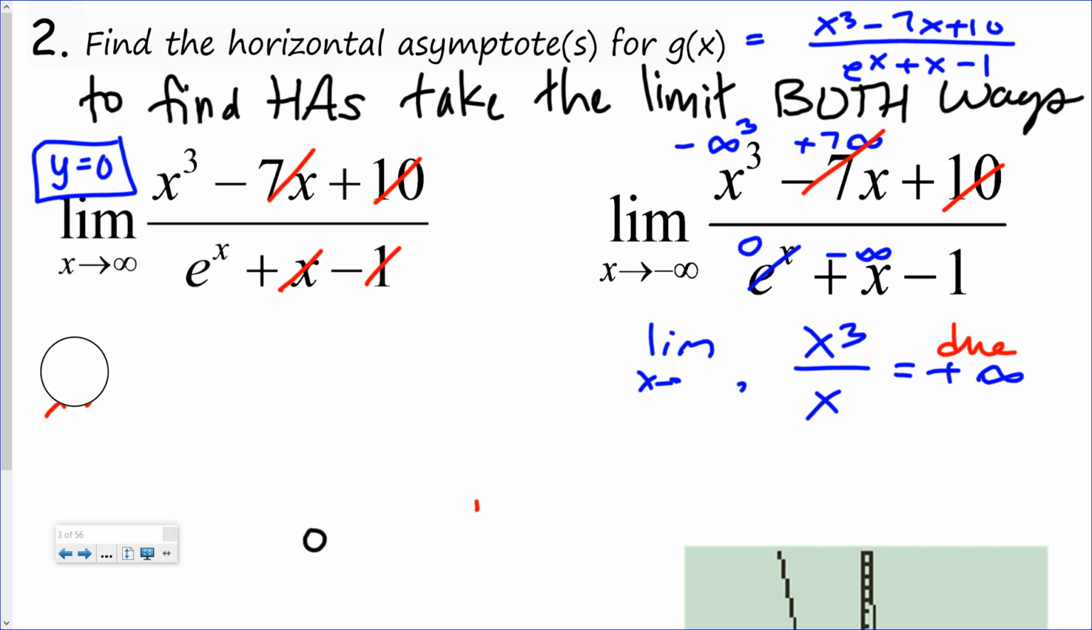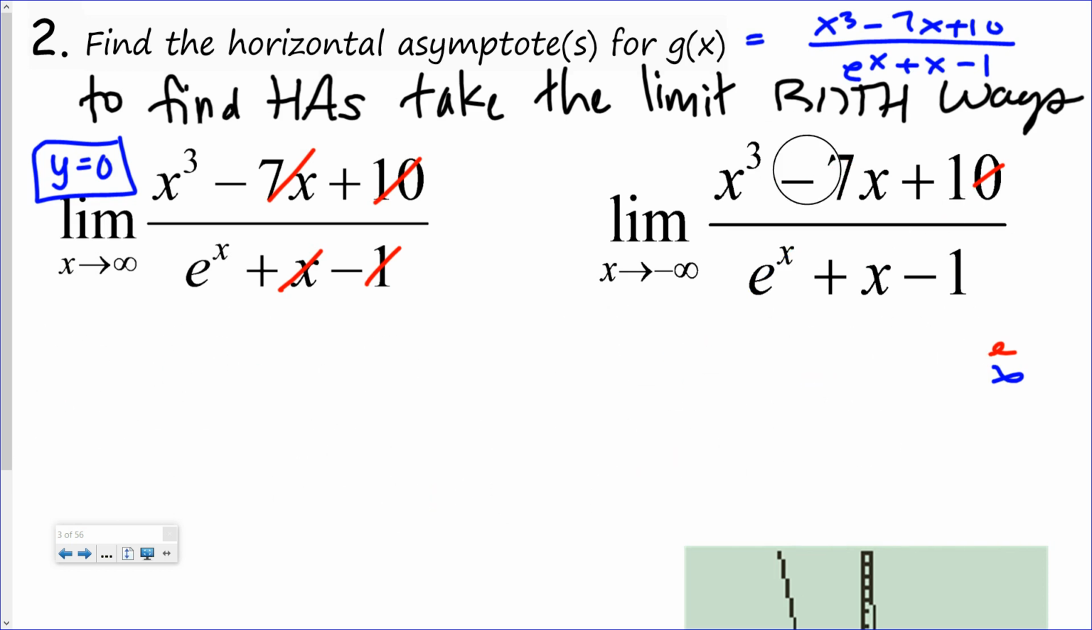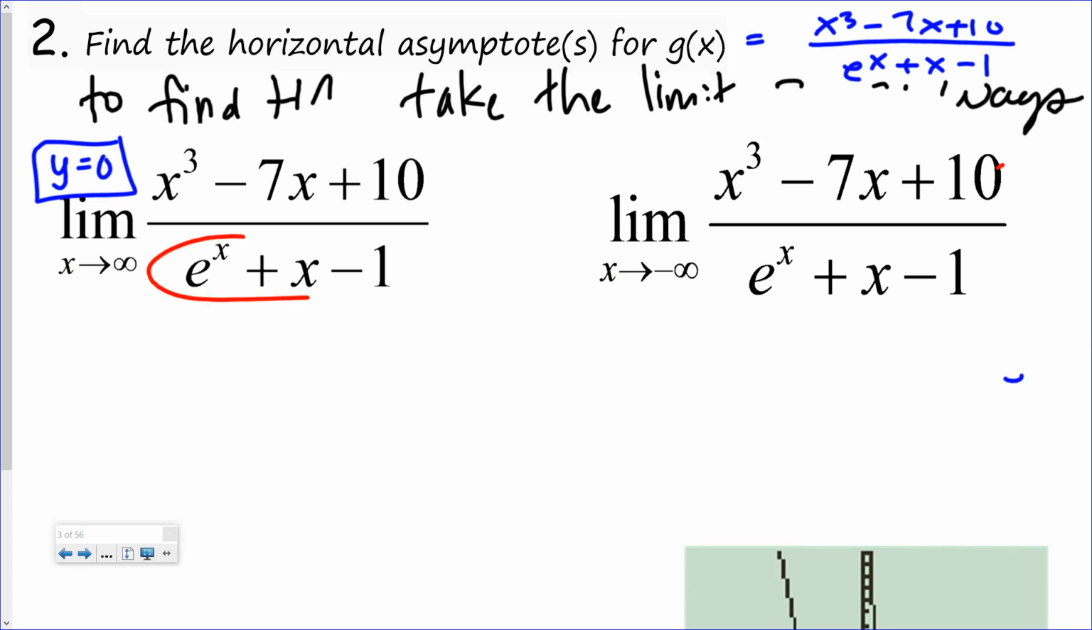And let me just add something just for fun. What is a vertical asymptote? What is a vertical asymptote? So to find HAs, I take the limit both ways. To find VAs, remove the holes, bottom 0. Okay? So guys, I'm going to take this function and take out the holes. To take out the holes, I have to factor. Okay? Factorable or not? Don't do it. It'll hurt too much.